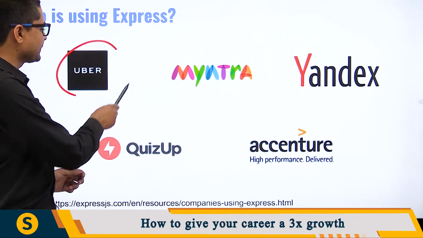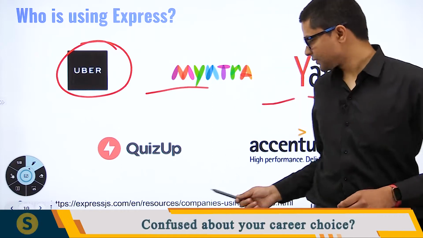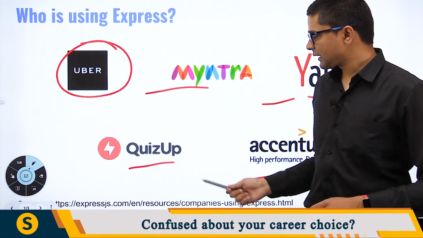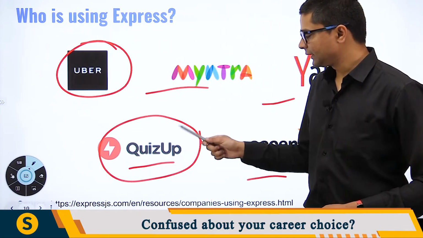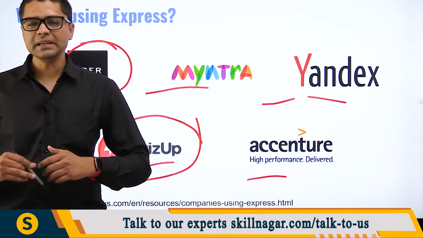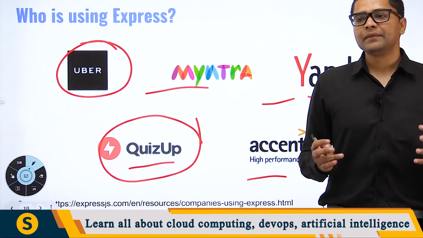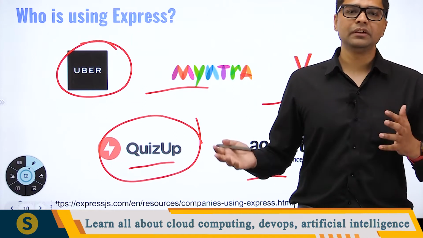Okay, so the question is, are companies using Express.js? Obviously companies are: Uber is using it, Myntra is using it, Yandex is using it, Accenture is using it, and QuizUp, one of the startups, is also using Express. The very specific reason they are using it is that it is very easy to get started and lightweight, which gives these companies an ample amount of opportunity to be flexible, which is required and the need of the hour.